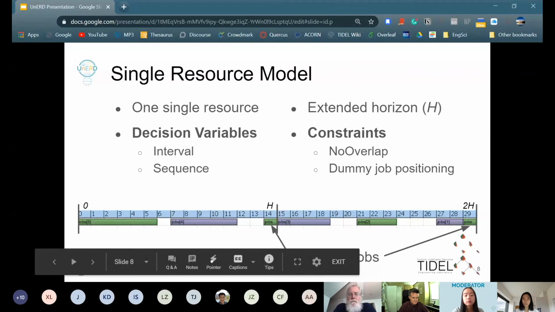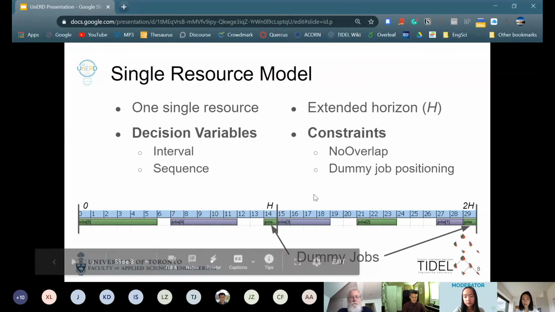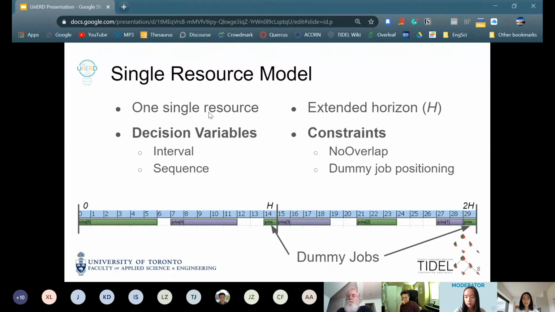Okay, so we have dummy jobs at the end of each horizon to prevent a job from overflowing into the next horizon. And we still use an interval variable and a sequence variable, and we have a no overlap constraint as well, but this model does not require the optional interval variables, and it also has less complicated constraints. So we predict that these characteristics would help reduce the memory needed to store the model and improve the runtime efficiency.